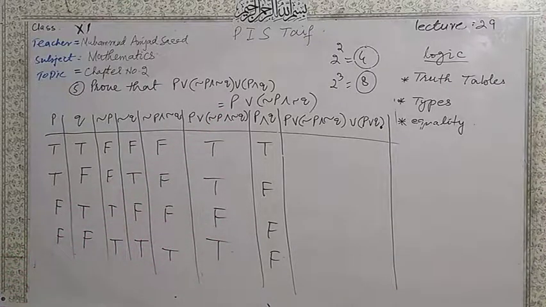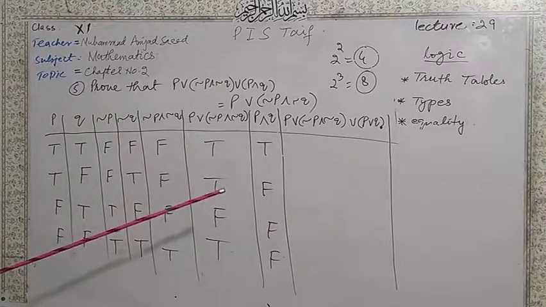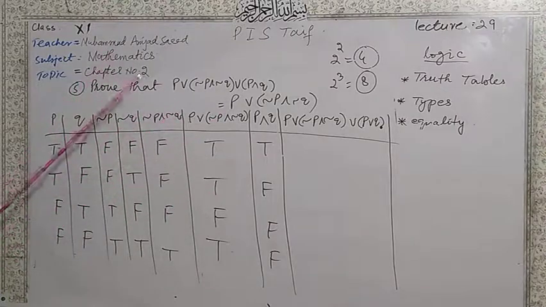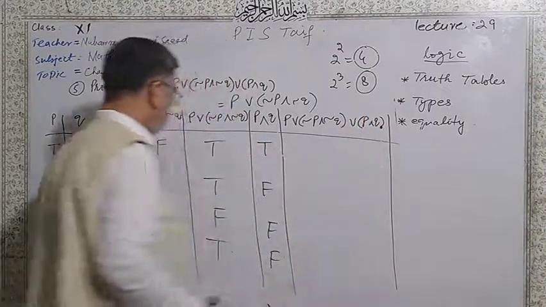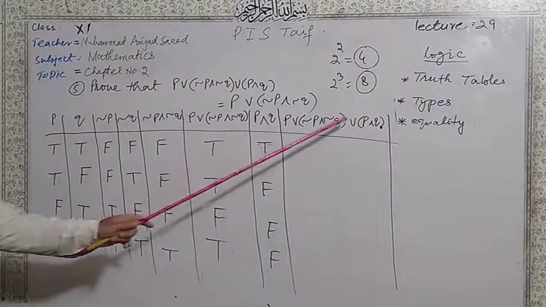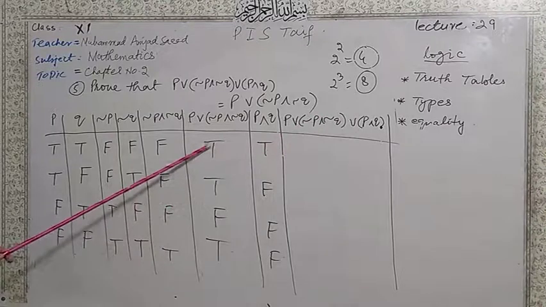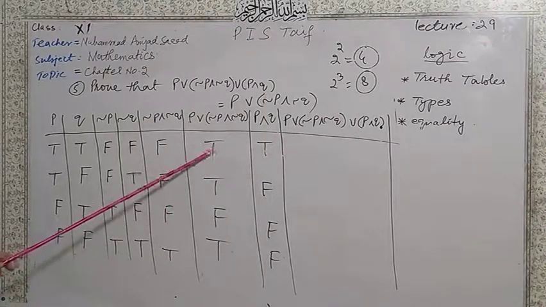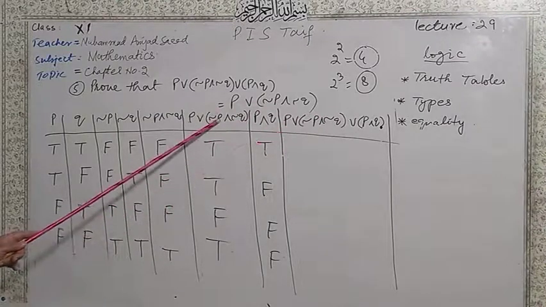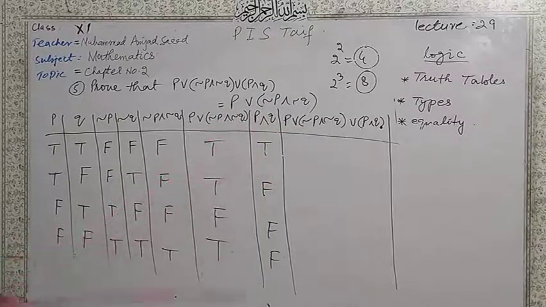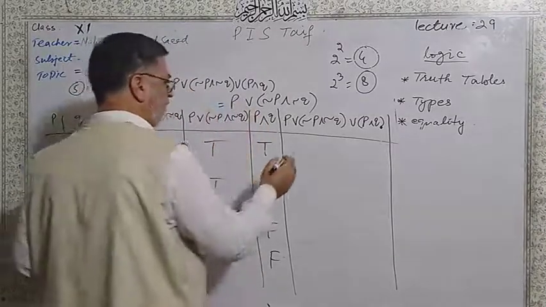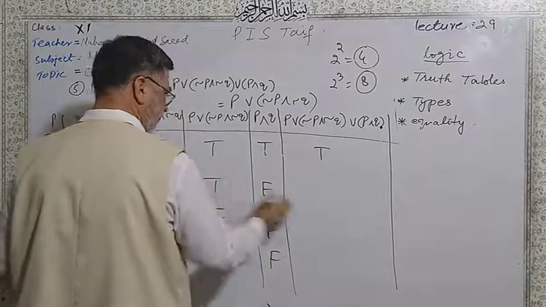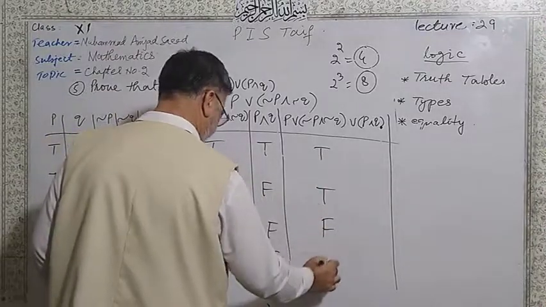After that, we have to take this here also. Union of this and this column. This one is actually this one. P and Q, union of this. Union means coming in one, it will be in union. T, T, F, and F.